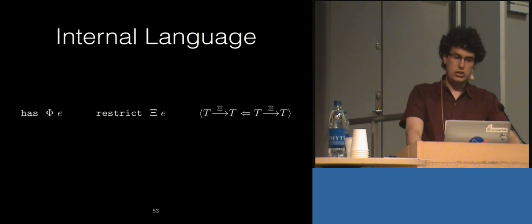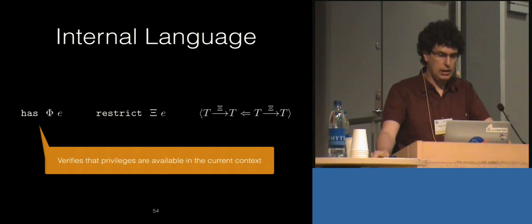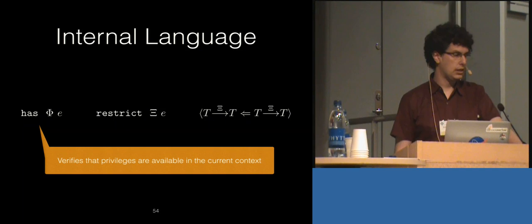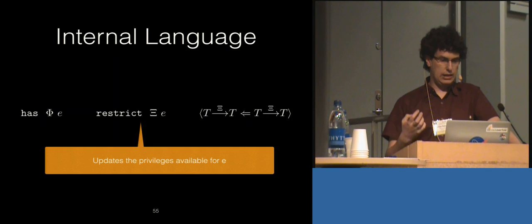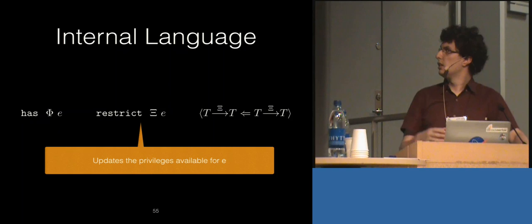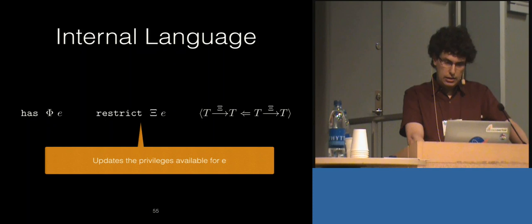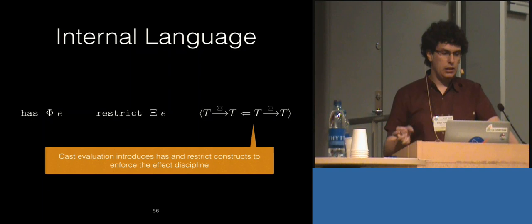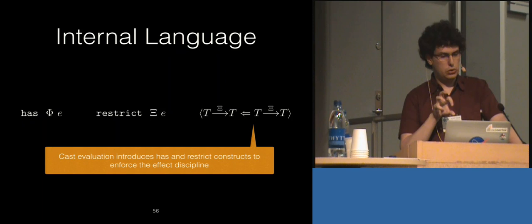And we do so by introducing three constructs in the semantics: has, restrict, and higher-order casts. The idea behind the has construct is that you need to verify at runtime, before producing an effectful computation, that you have the privilege to do so when you didn't have enough information statically. You also need to be able to enforce the privilege updates by using this restrict construct, which will update, grant or revoke privileges depending on the information it had. The cast behavior related to the runtime checking of the effect discipline can be mapped to these has and restrict constructs. But evaluation of cast needs to introduce more has and restrict constructs to enforce the discipline.